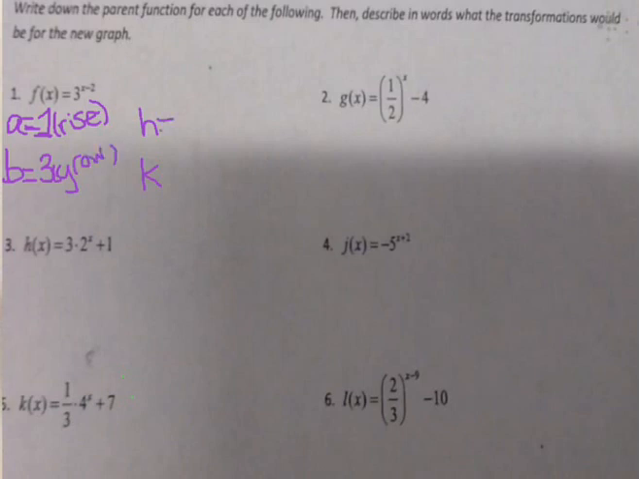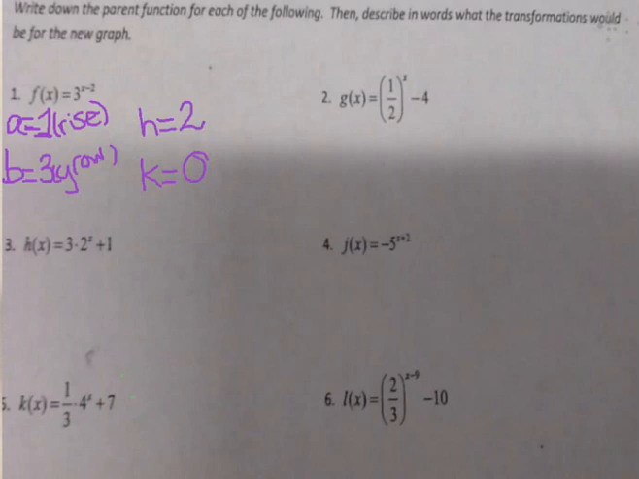Next, h. Remember, h is the number that's up here with x. It's minus 2 in the problem, but remember, it's always the opposite. So instead of minus 2, it's going to be positive 2. And then lastly, we have k. Well, do we have a number in the back here for k? No. So that means k is 0.